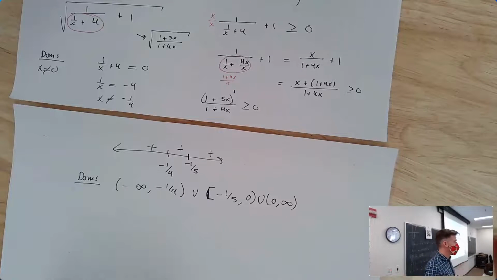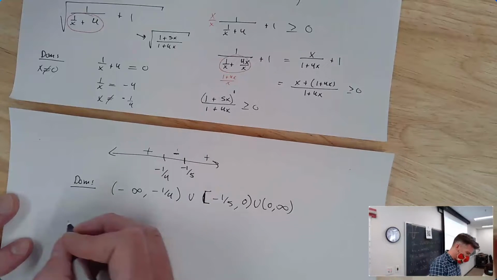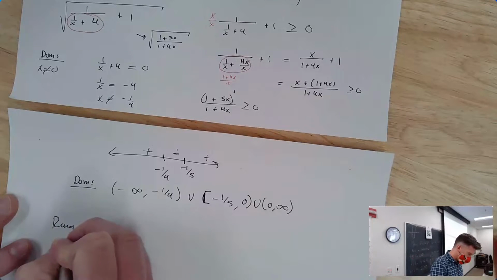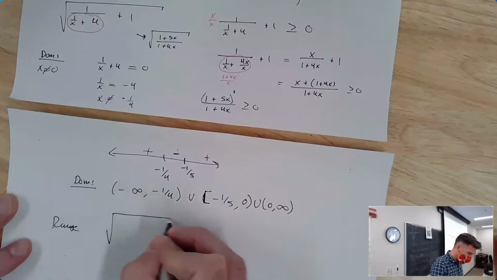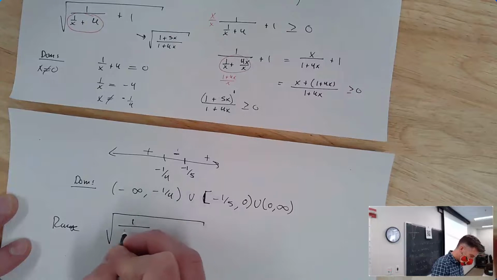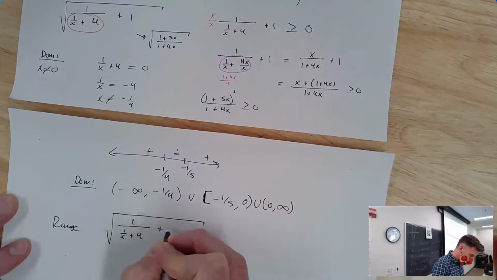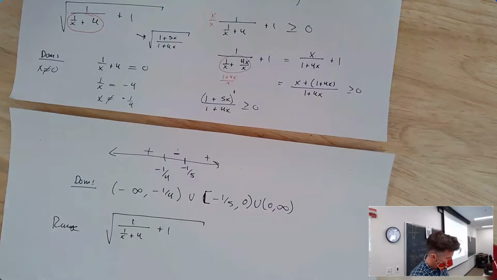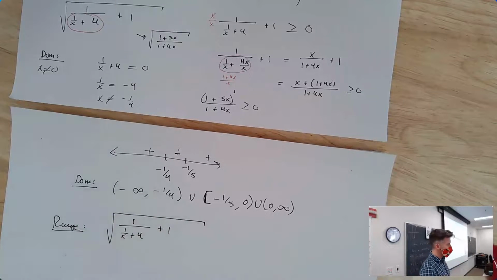That's the domain. We want to talk about the range now. What time is it? Okay, we got time. So the range of this really, really fun looking function. Yeah, I'm assuming you're not allowed to use a graphing calculator, right? Right. So what would I do?